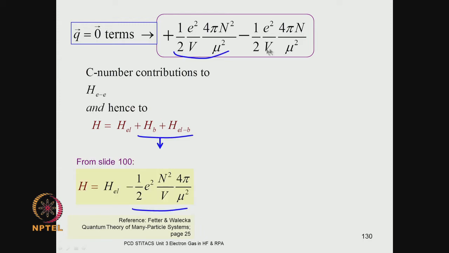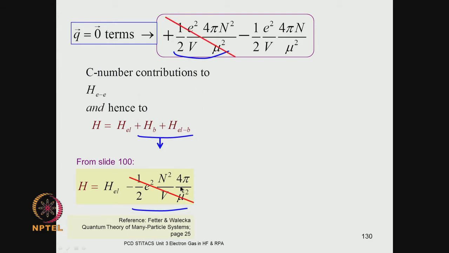And if you remember, the 1 over mu square divergence coming from the combination of the background Hamiltonian and the electron background Hamiltonian was minus half e square N square over V 4 pi over mu square. This was the part, this is the mu square divergence that we were concerned with, and we find that because this comes with a minus sign, this term comes with a plus sign, this term is quadratic in N, so is this, so these two terms will cancel each other.